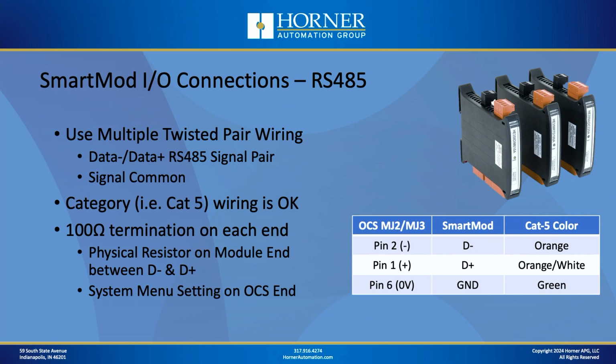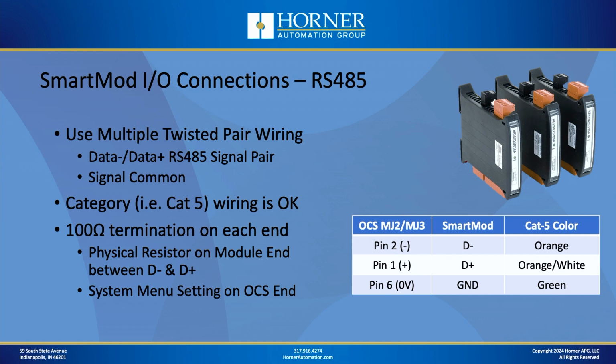So in terms of the physical connections for RS-485, as I mentioned a minute ago, you're going to use multiple twisted pair wiring for your signal pair and for your signal common. Now, if you want to use Cat5 cable or some other category cable like Cat6, that would be fine. You're only going to use a couple of the pairs, not all 8 conductors, for instance, but it would actually be a pretty good choice, especially if you're simply connecting a SmartMod module to an OCS in the same enclosure.